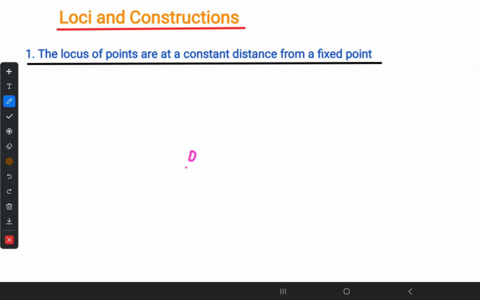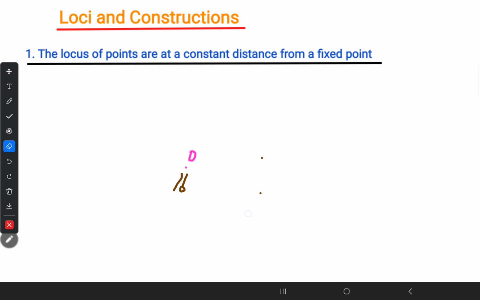There are two conditions. First one, fixed point. So I mark the fixed point as O. Then the locus of points are at a constant distance. There is no constant distance given, so I am going to consider the constant distance as 4 centimeters. So from the point O, I have to use my ruler to measure 4 centimeters and mark a point at 4 centimeters. Now again, I have to remove my ruler from this place and place the ruler again in another place near to here. This point O should be aligned with 0 and mark a 4 centimeter dot again.